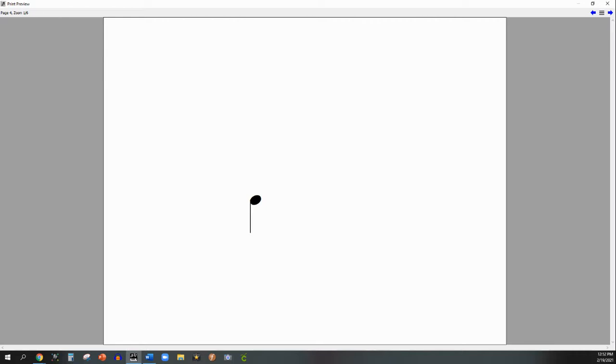And this note? The quarter note gets 1. And this note? The dotted half note gets 3. Remember the half note 2 and the dot adding half of that value, so 2 plus 1 makes 3.